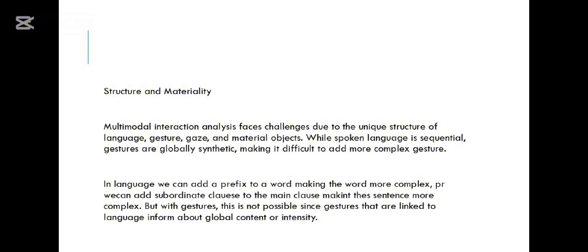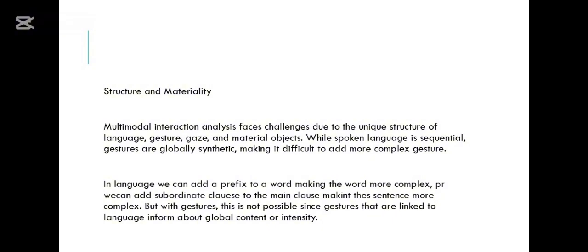So let's continue to the final lesson, which is structure and materiality. Multimodal interaction analysis faces challenges due to the unique structure of language, gesture, gaze, and material object. While spoken language is sequential, gestures are globally synthetic, making it more difficult to complexify gesture. In language, we can add a prefix to a word, making the word more complex. We can add subordinate clauses to the main clause, making the sentence more complex. But with gesture, this is not possible since gestures are linked to language informed about global content or intensity.